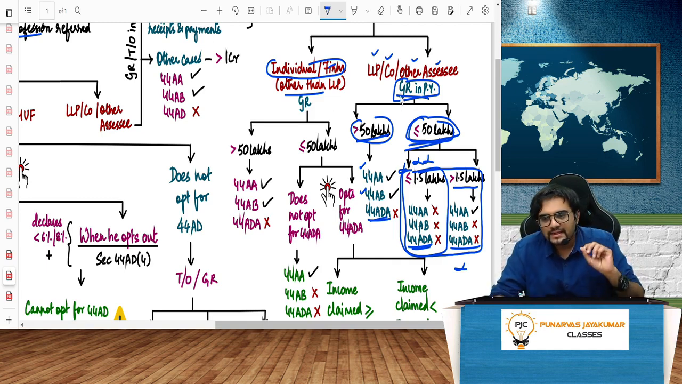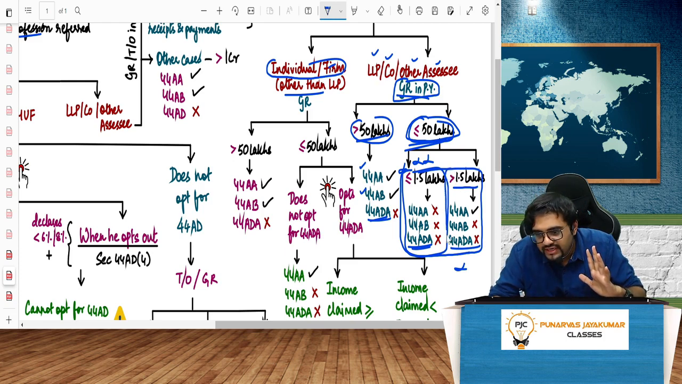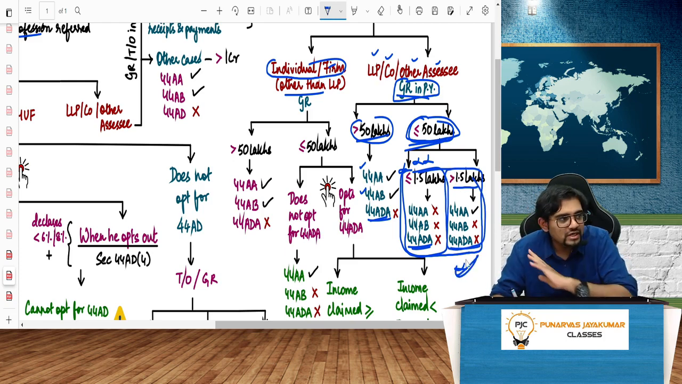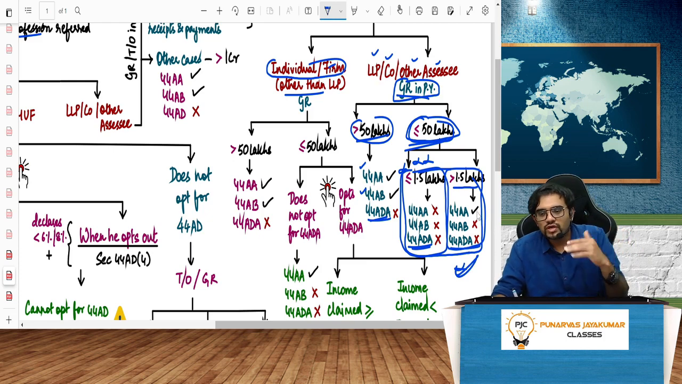So, hold on. LLP, company, other SSE, gross receipts in previous year more than 50 lakh, 44 ADA will anyway not come. I told you why. 44 A and AB will come. If it is less than or equal to 50 lakh, if you just want to stick to this right hand column, you can stick to the right hand column and close it. What will happen? I'll tell you. So 44 A will come, because income is more than 1.5 lakh.